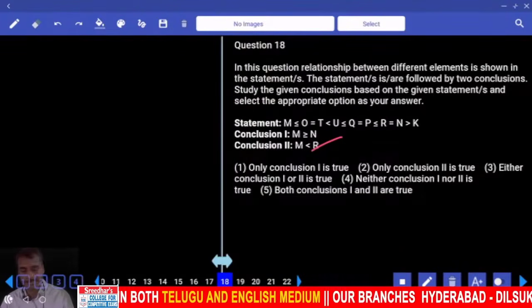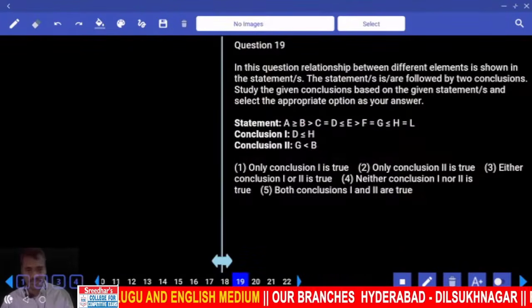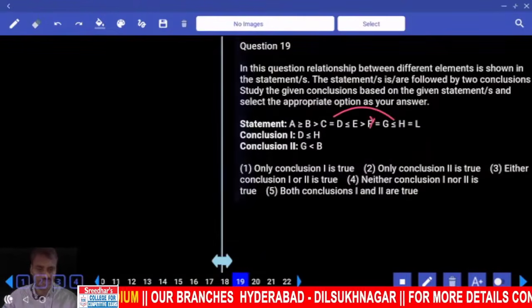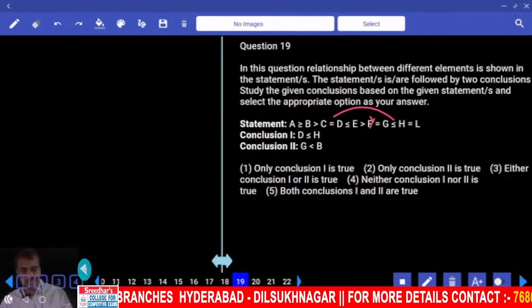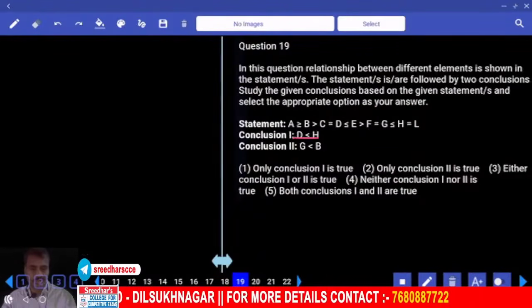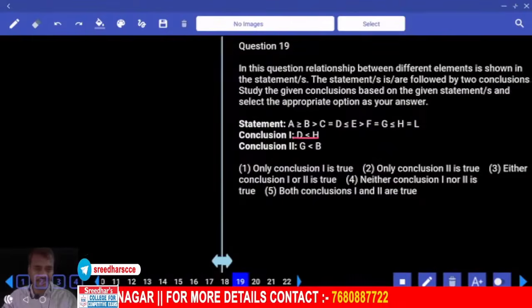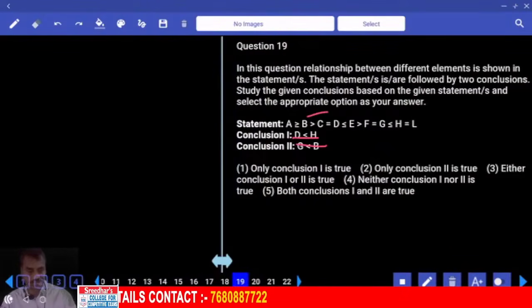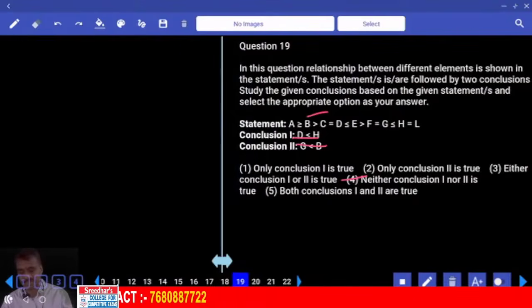Done? Then 19. Now 19, D and H. Now D is here, H is here. Now from D to H, less than, greater than. Opposite symbol, no relation. Now G and B, B is here. B greater, again opposite symbol, no relation. Then what is your answer? Neither 1 nor 2, choice 4 for 19.